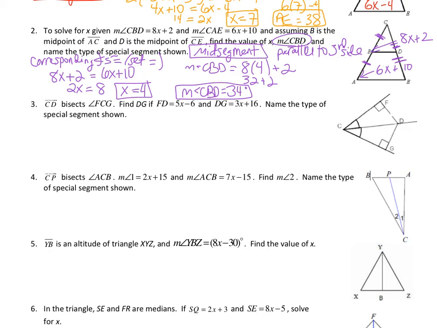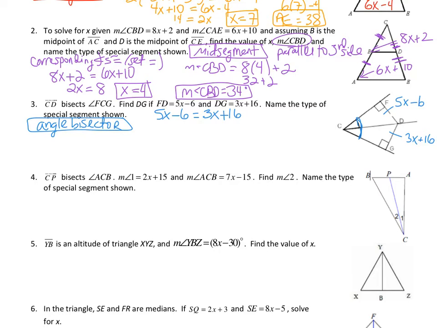Number 3 is now talking about our ray. Our segment CD is bisecting angle FCG, so this is an angle bisector. Because it's an angle bisector, we can see in our picture that those angles are going to be congruent to each other. Also, if we have an angle bisector and we connect it to the edge of the angle and it's perpendicular to that edge, then those segments are also congruent to each other. Since they gave us the length of each of those segments, we can set them equal to each other to solve for x. This is what our equation should look like.